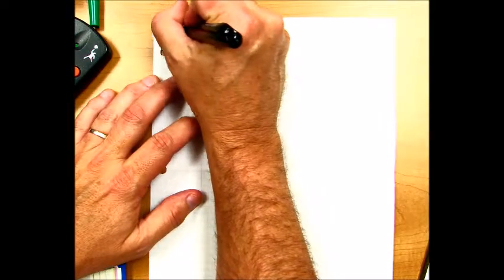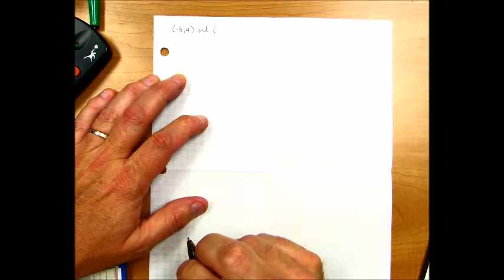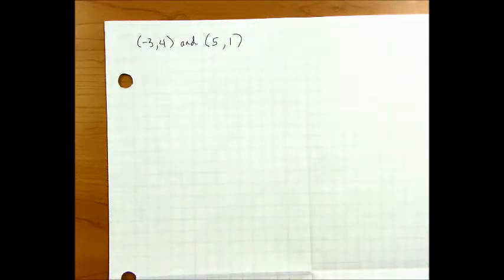So I'm going to find the distance between 2 points. I'm going to choose the points -3, 4 and 5, 1. How far is it from here to there? I don't know, I have to do math. We're going to do the math to figure it out. But first we're going to graph it. We're going to do the graphing method first.